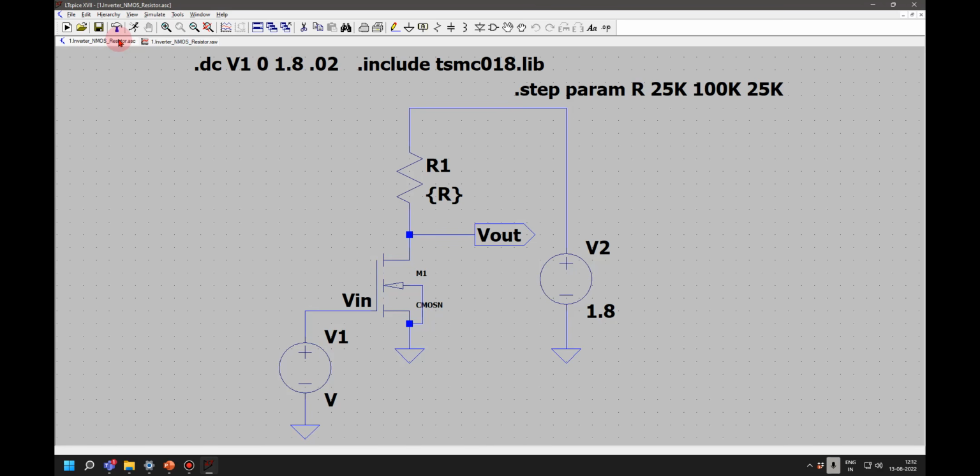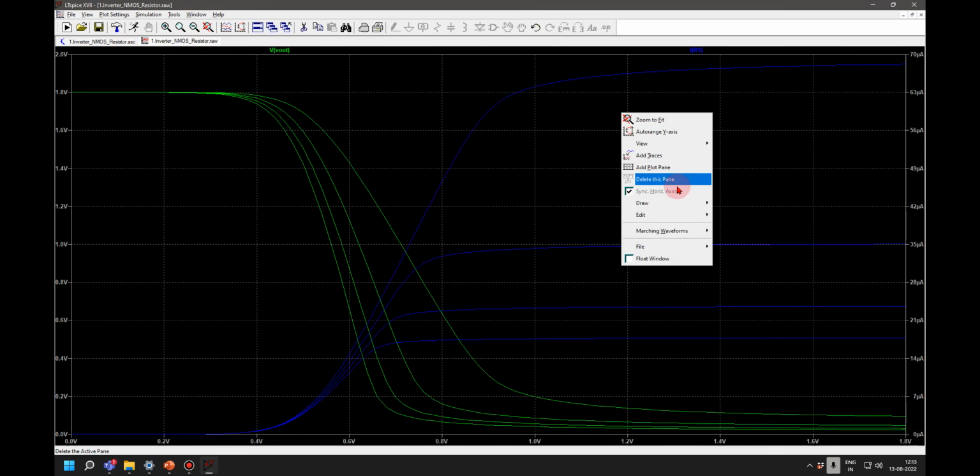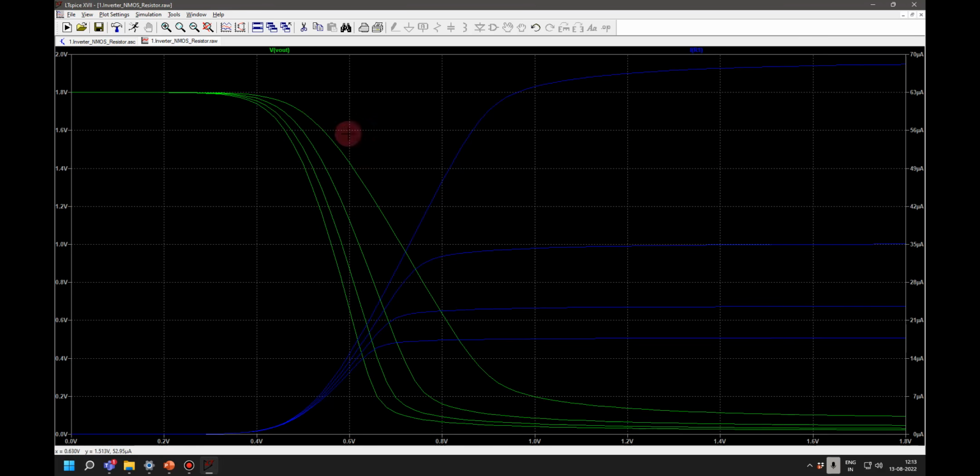Now like we talked about, if I plot the currents also, if you see here, since I have taken two of these, the legend is not available.